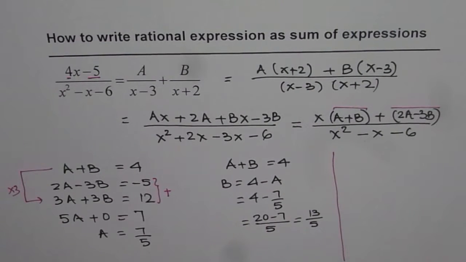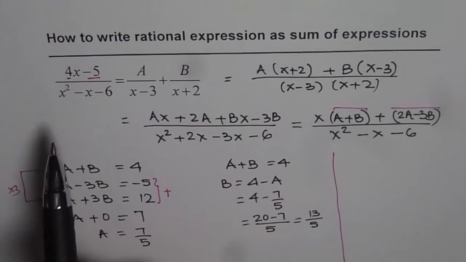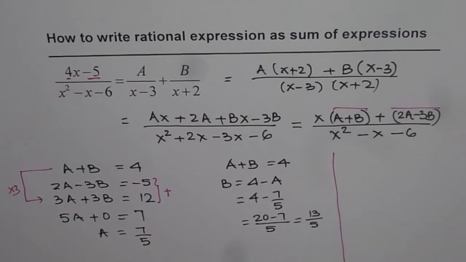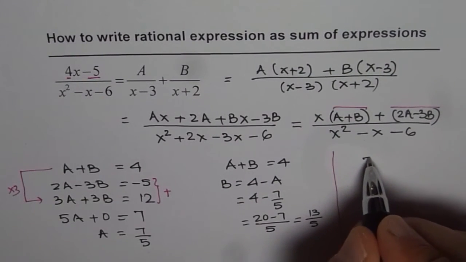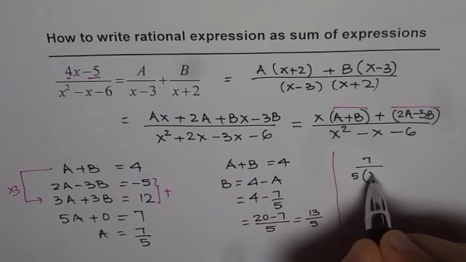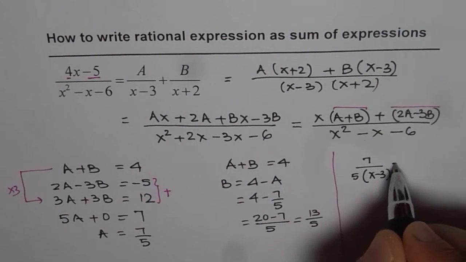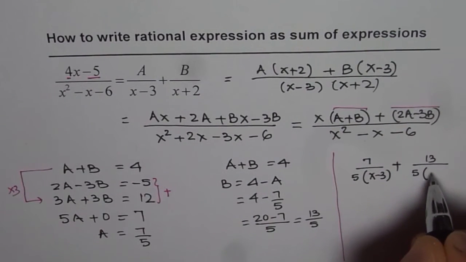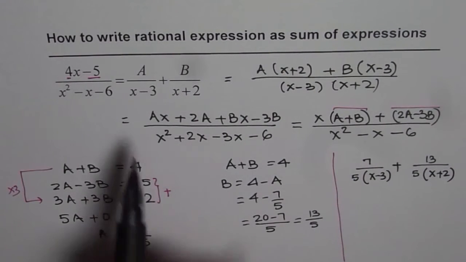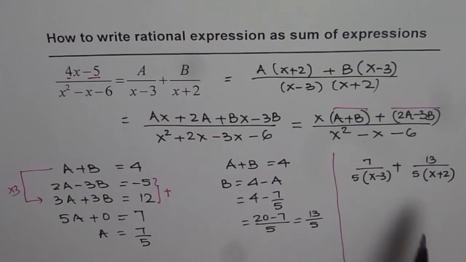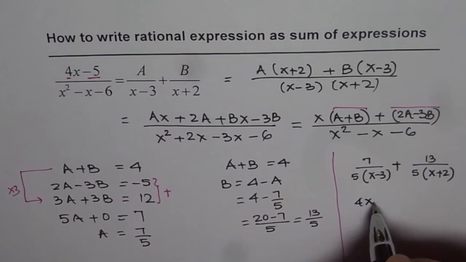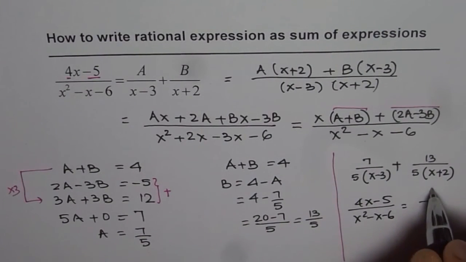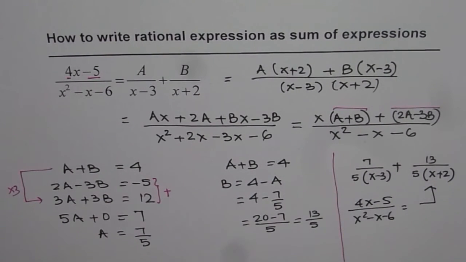So we can write down now our answer. That is, (4x - 5)/(x² - x - 6) should be equal to, a is 7/5, so instead of a I'm writing 7/5, so we have (7/5)/(x - 3) + b is 13/5, so we can write (13/5)/(x + 2). So that is the right side expression. That is how you can write the given expression, which was (4x - 5)/(x² - x - 6), as these two, right? And you can find out the values of a and b.